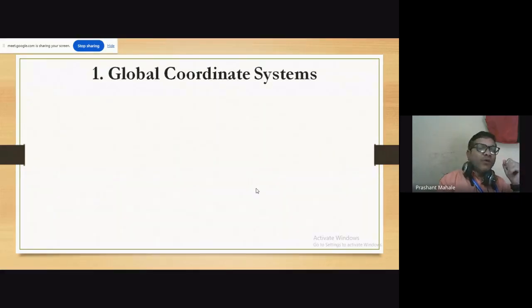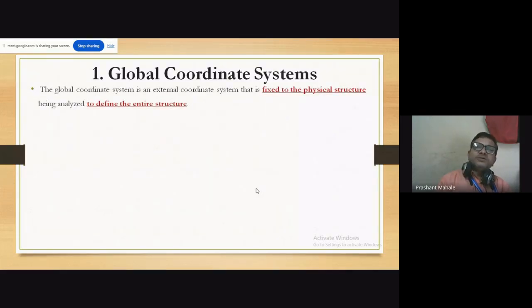Now, if I go one by one, first the global coordinate system. What is the meaning of the global coordinate system? The name actually indicates that the global coordinate system is an external coordinate system that is fixed to the physical structure being analyzed to define the entire structure.